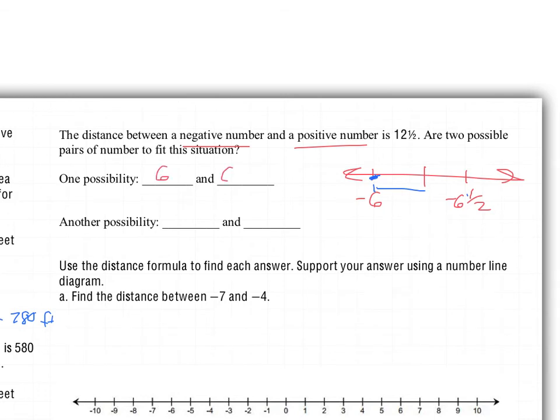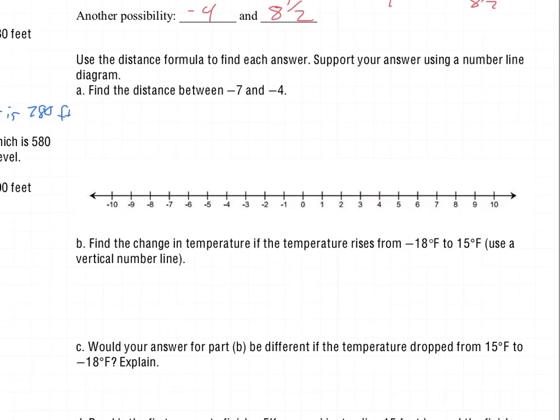So 6 and 6.5. Or maybe I start at 4. That tells me my distance between 4 and 0 is going to be 4, which means I need another 8.5 on the positive side. So negative 4 and positive 8.5. Alright, so again, talking about distance, really no direction there.